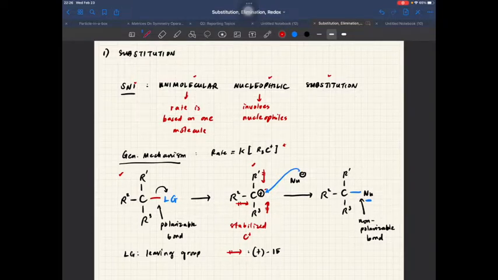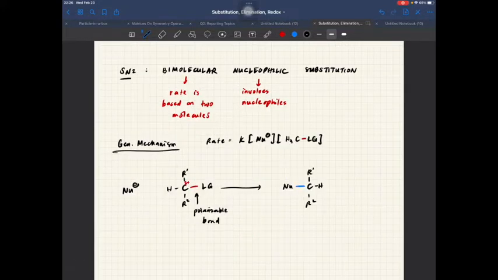This implies that the rate of the reaction is dependent on how much carbocation is formed, because the attack of the nucleophile on the electrophile is a very fast process, and therefore what holds sway in this reaction is the first step, in which the leaving group leaves. So the rate is dependent on the formation of only one molecule.